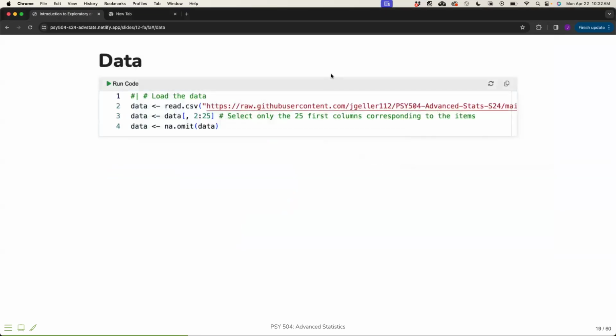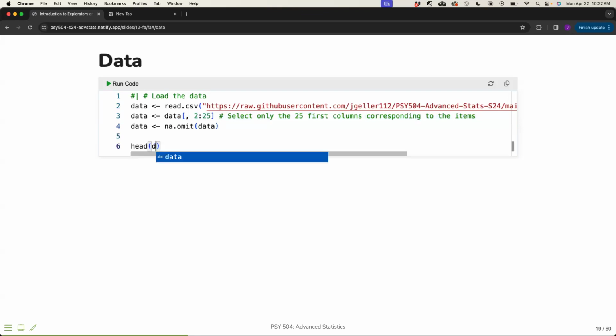So let's go ahead and load in the data set. In each line here, I'm loading in the data set and extracting the 2nd to the 25th column. The reason is I just want the items from the inventory. I don't want any extraneous columns in the data set. I believe there are things like education and gender, and we don't want to put that into the factor analysis. I'm also deleting missing data here.